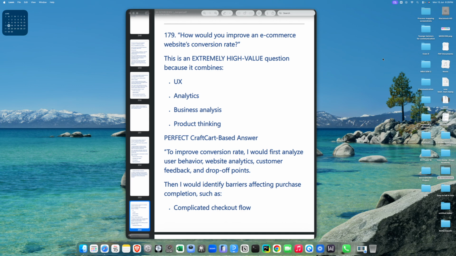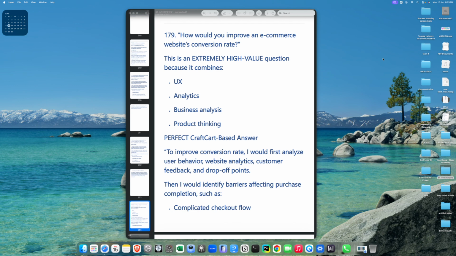So let's begin. What did the interviewer ask? How would you improve an e-commerce website's conversion rate? This is a very high value question because it combines UX analytics, business analytics, and product thinking. So how would you improve an e-commerce website's conversion rate?